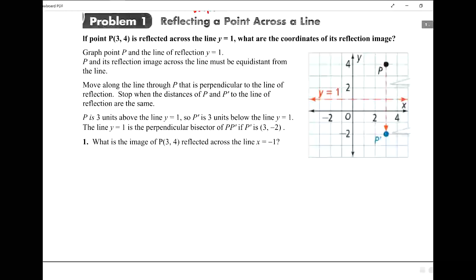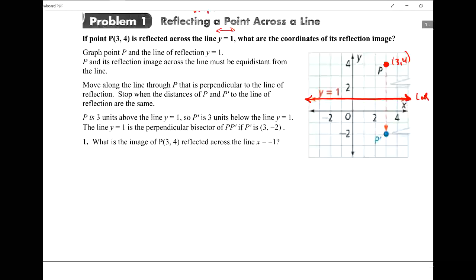It says if point P, which is at 3, 4, let's go find our point P. Point P is right here at 3, 4, is reflected across the line y equals 1. Now we know that y equals 1 is a horizontal line at y equals 1, just like it says. We want to reflect across that line. This is our line of reflection.